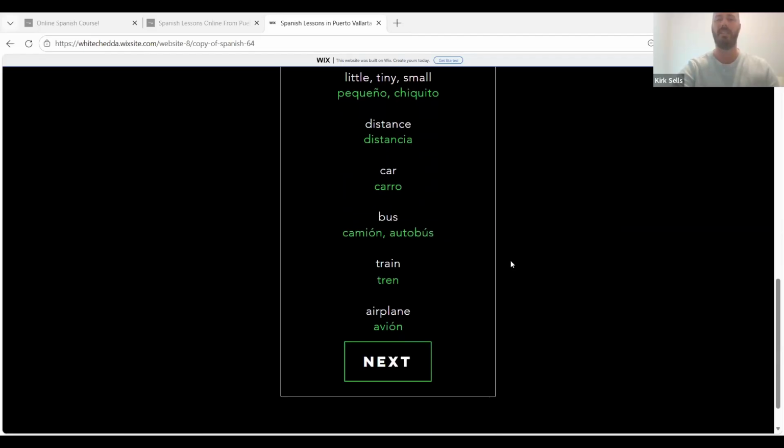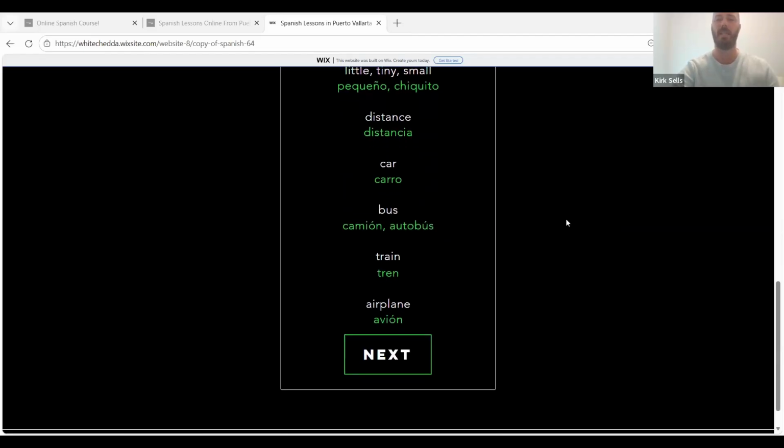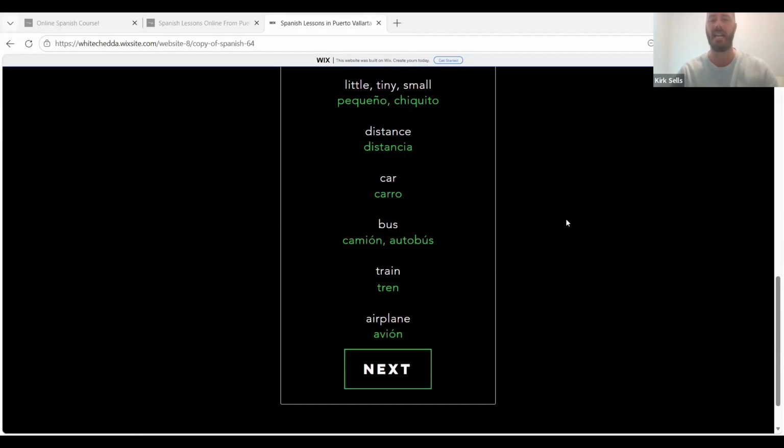Now the next word here is distancia, and there probably should be an accent on the A on the guide because it's got a little pop there. Let's try distancia. Distancia. Good. And then the next word is car, carro. Carro. Car. Carro. Yeah. There's other words that people use for car here in the chat, like coche or auto. So those are two other words that are used for car.